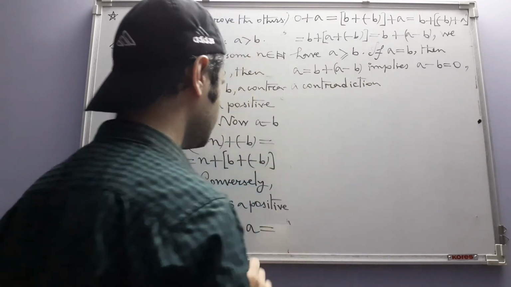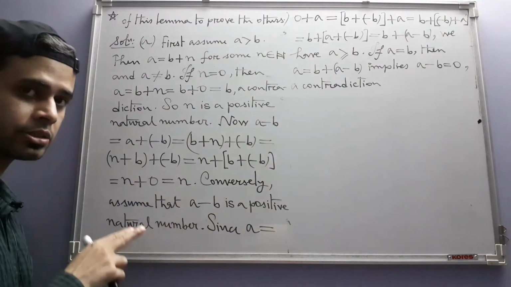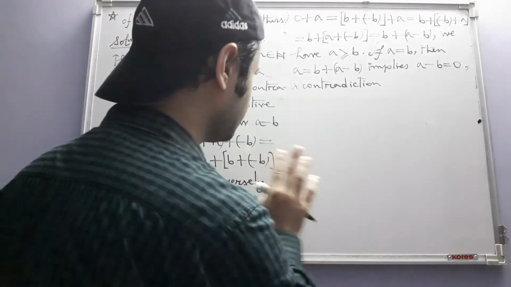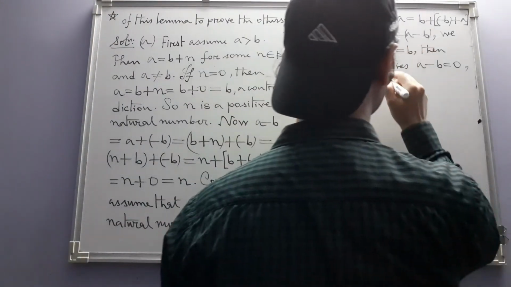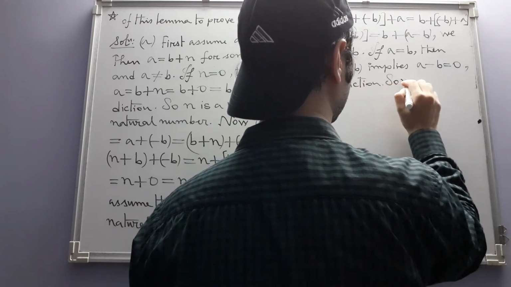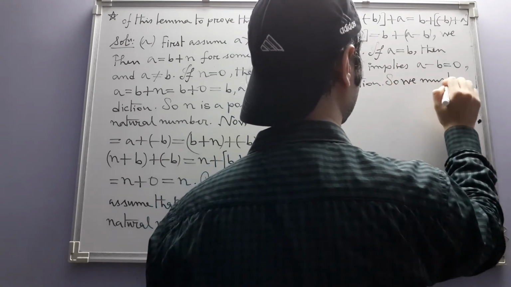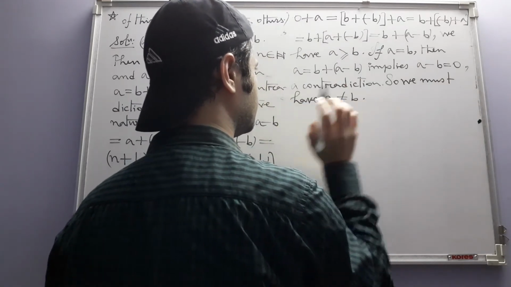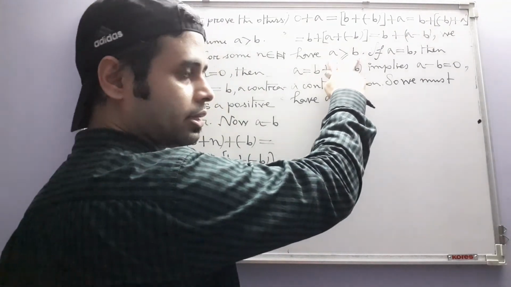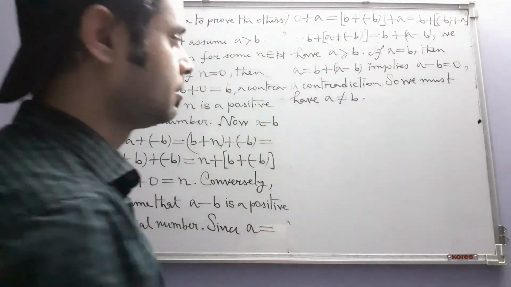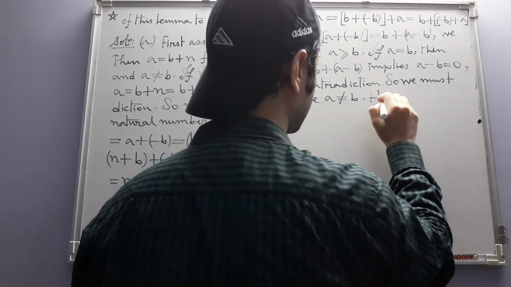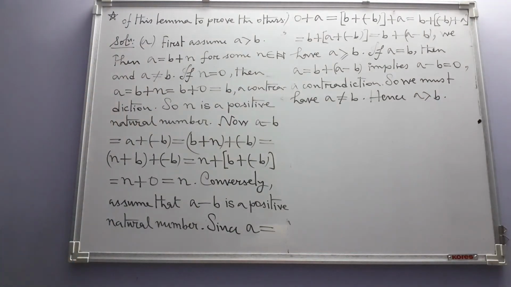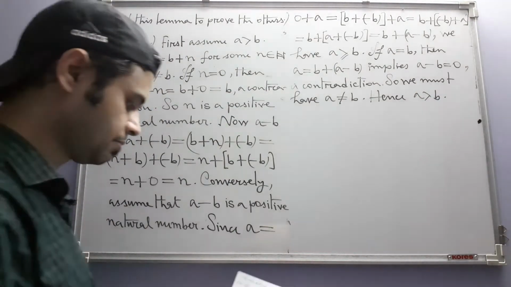And this is a contradiction because a minus b is not 0. By definition, since it is a positive natural number, it is not 0. So here we are using positivity. So we must have a not equal to b. So now we have these two things, a greater than or equal to b and a not equal to b. Hence, a should be strictly greater than b. So this proves the first subdivision.